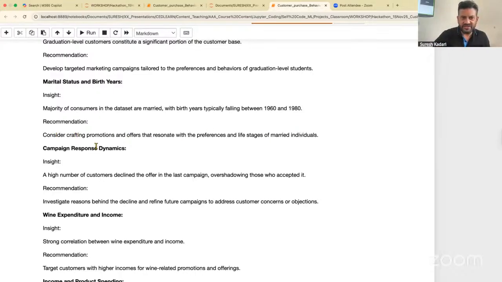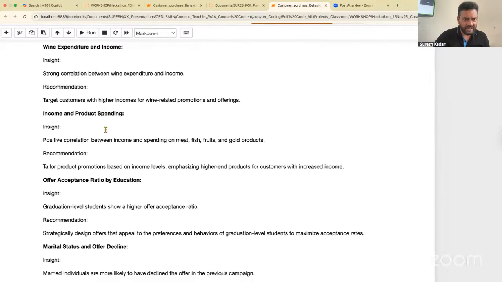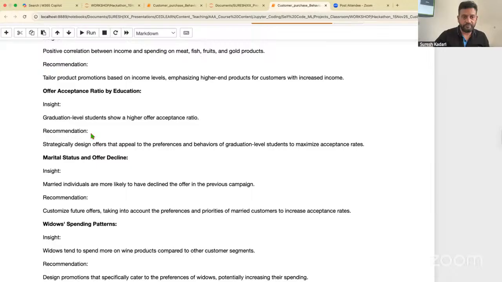Crafting promotions and all. Okay. And this is how wine expenditure and income we talked about. There is a positive correlation between income and product spending. Offer ratio: graduation level shows a higher offer acceptance ratio. The maximum number of people visiting our store are graduates, and they accepted. So that means periodically you should give offers.